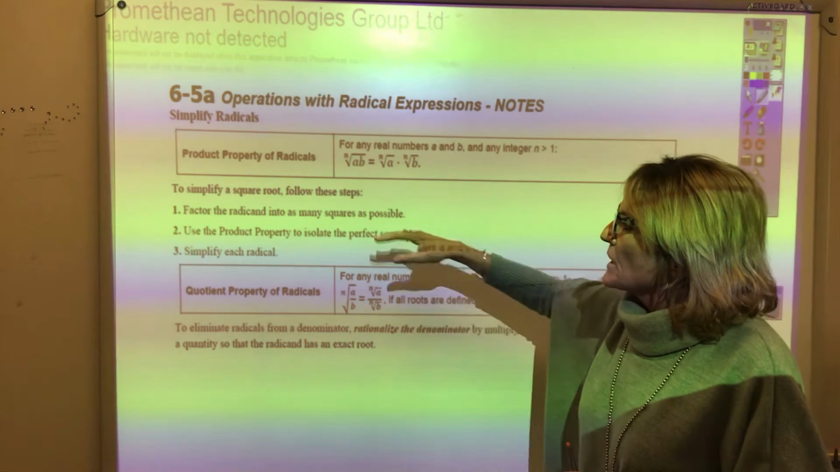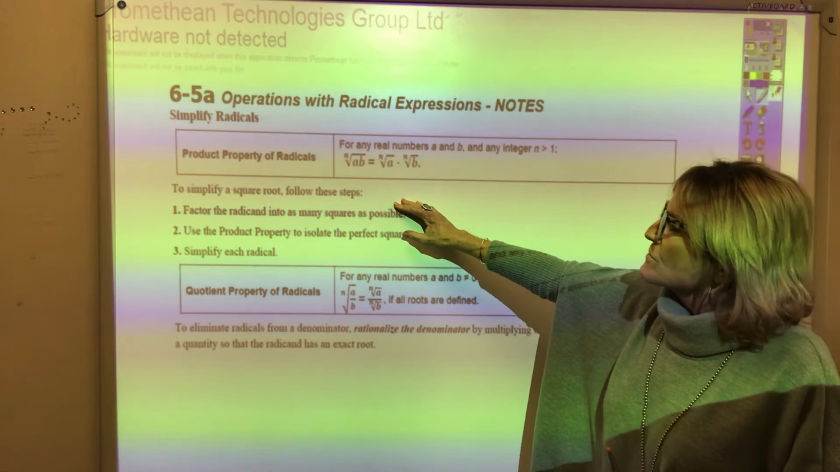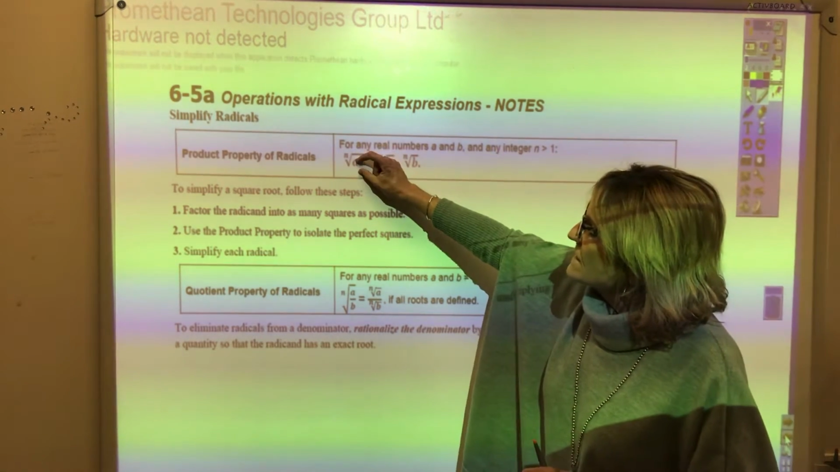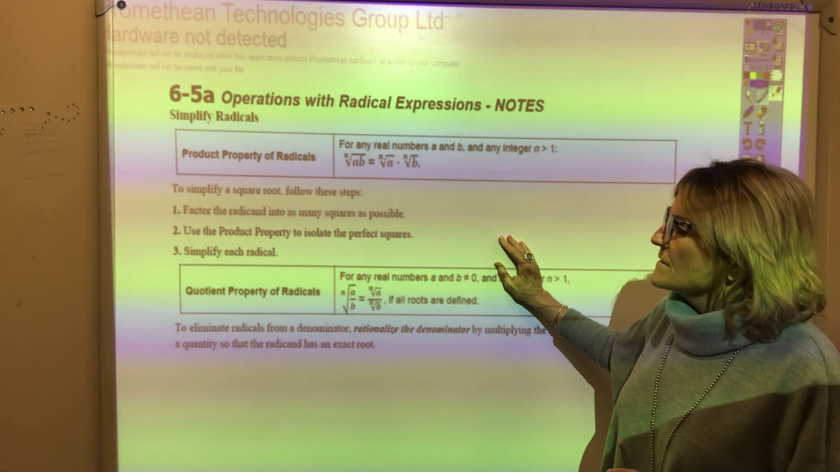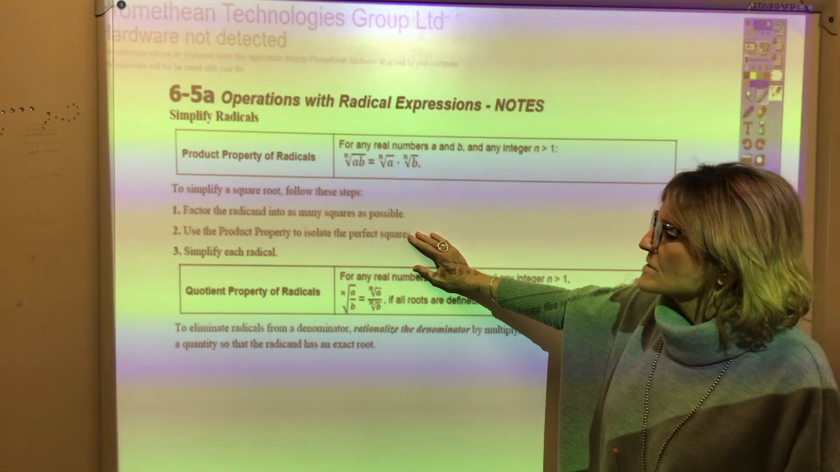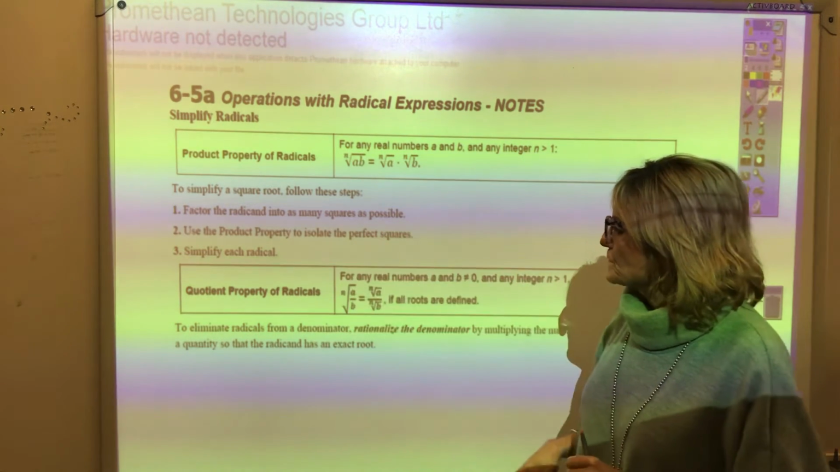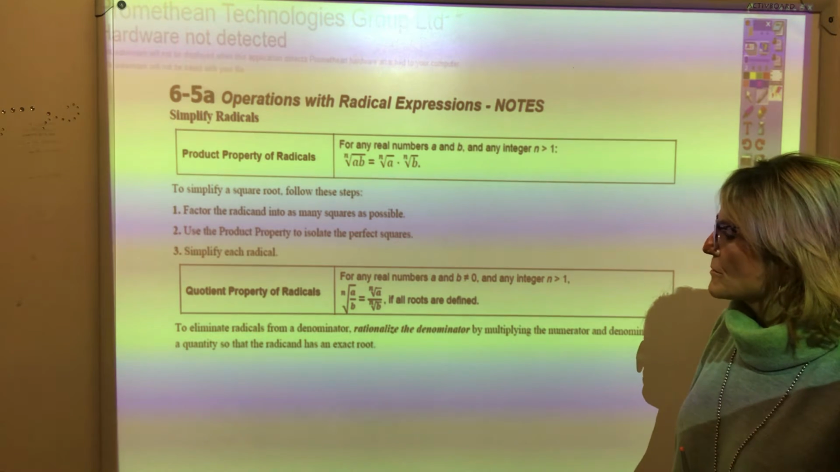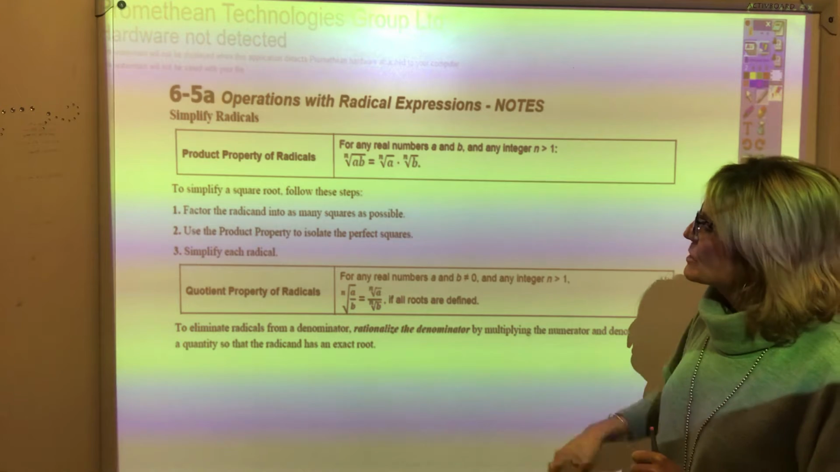When you're working with square roots, to simplify a square root, you factor the radicand, what's underneath, into as many squares as possible. Then use the product property to isolate the perfect squares, and that will enable you to simplify each radical. The quotient property is similar to the product property in that you can break it apart.